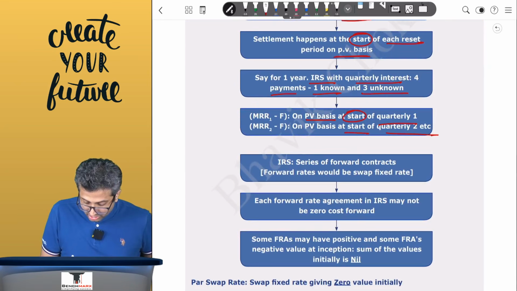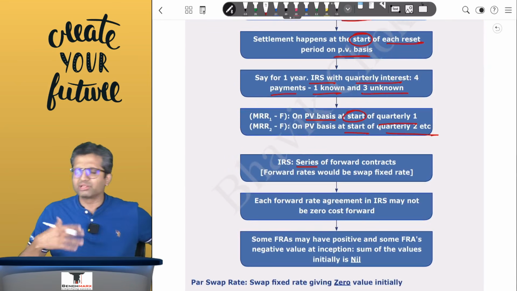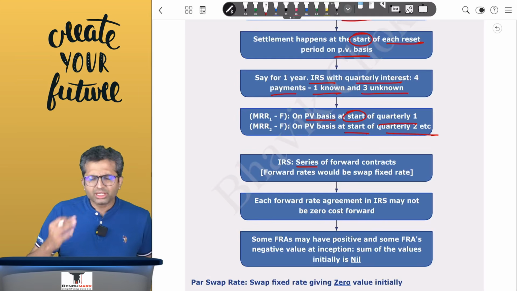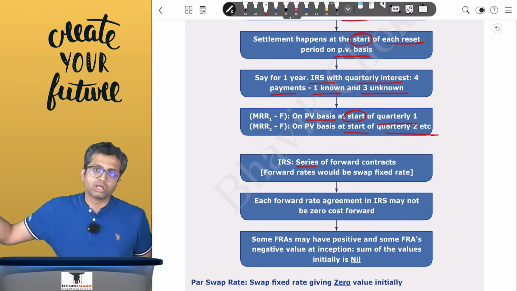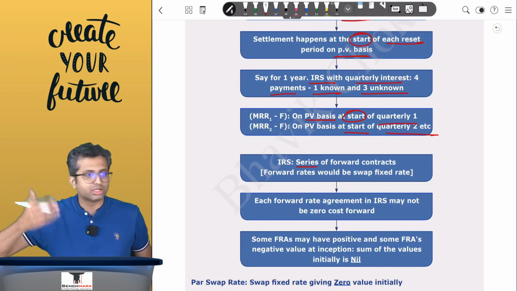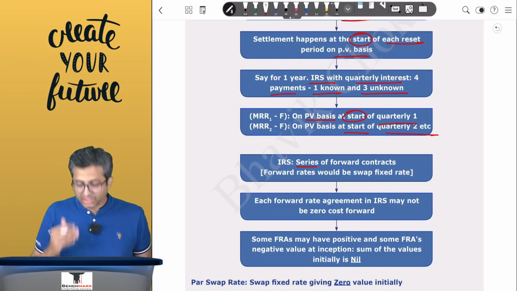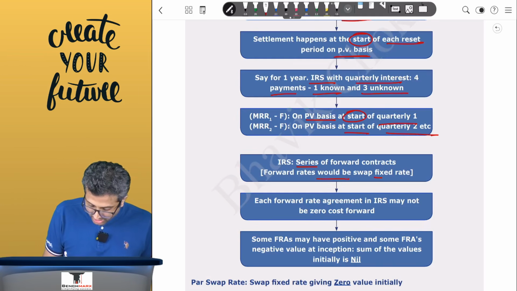Now, it appears that IRS is exactly similar to FRA, but the thing is, in case of IRS, the fixed rate is constant. If you enter into 4 different forward agreements, it is possible that you can enter into 4 different forward rates, but here the fixed rate is constant. So forward rates would be like the fixed rate. Each forward rate agreement in an IRS may not be a zero cost forward.